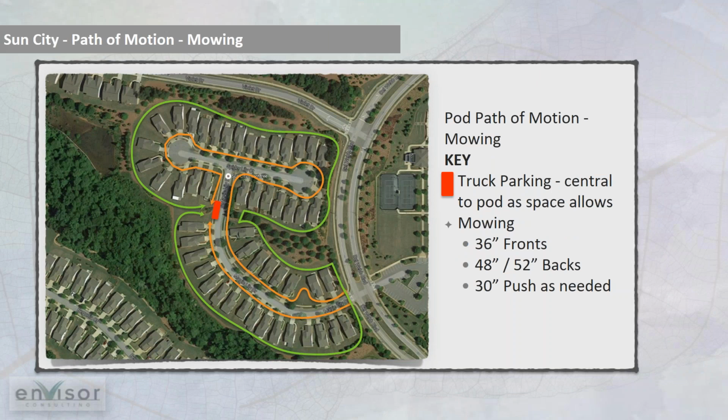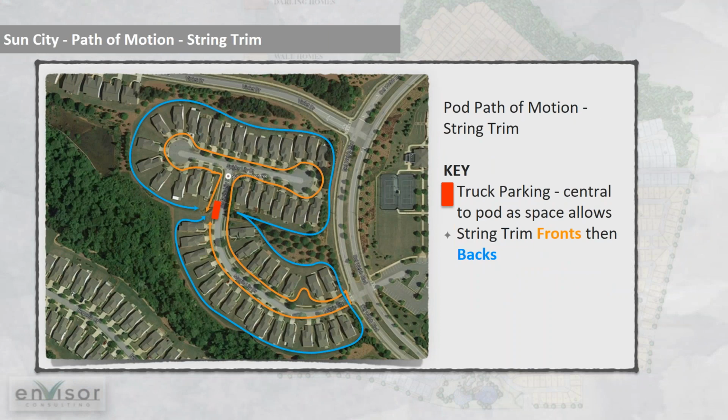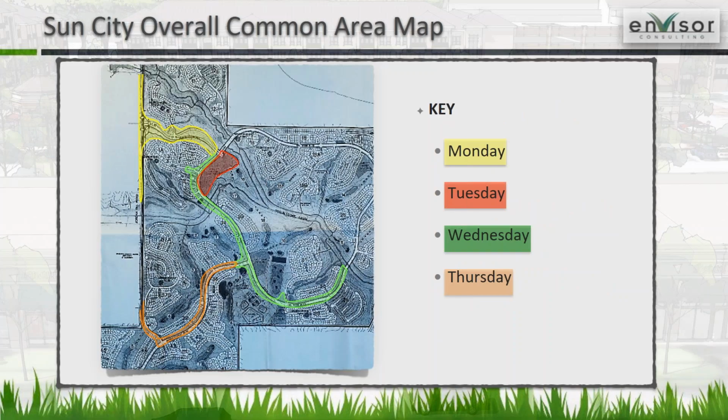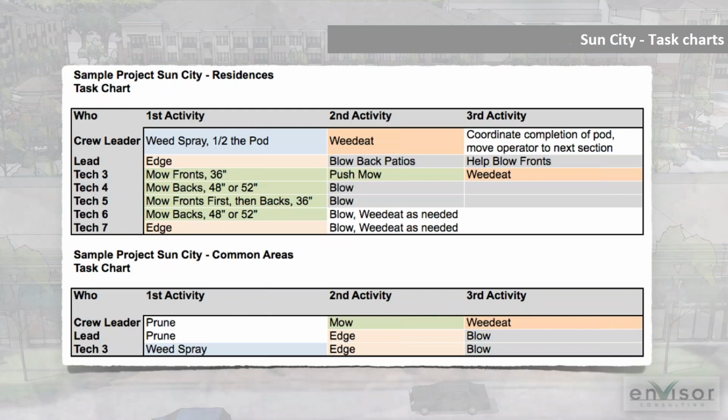Where should we park the truck? What should the path of motion be per activity? What's the best way to do everything that we do, and how should we attack the common areas? What do we want to do about a pruning plan?